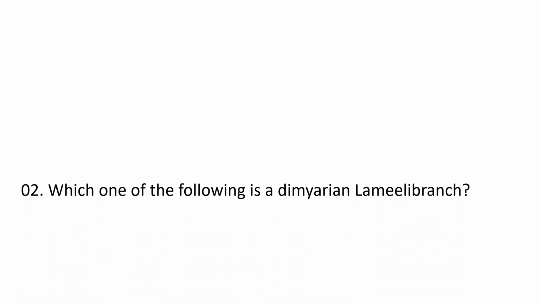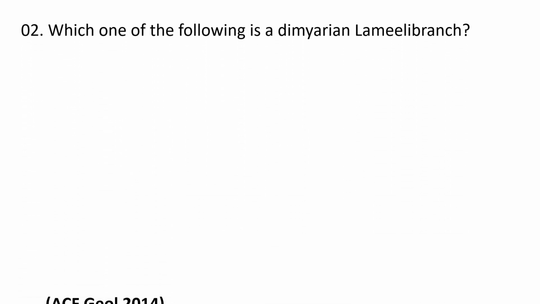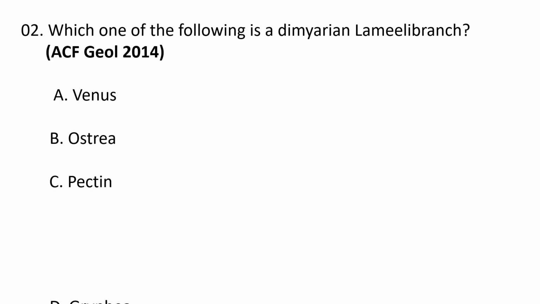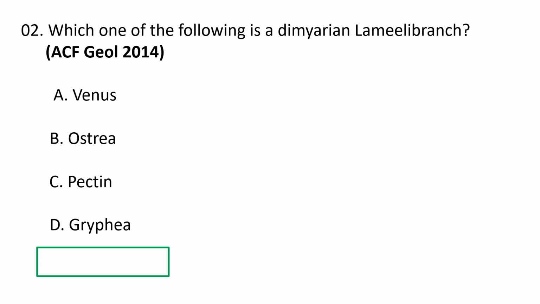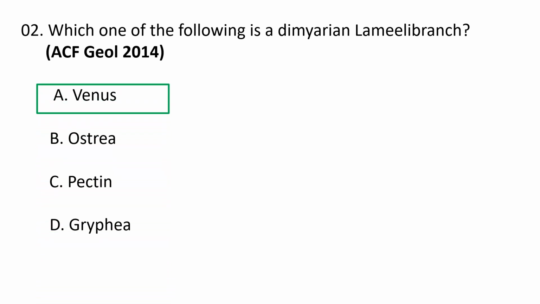Next question. Which one of the following is a dimyarian lamellibranch? Choices are A. Venus, B. Ostrea, C. Pecten, D. Gryphaea. The correct answer is Venus is a dimyarian lamellibranch.